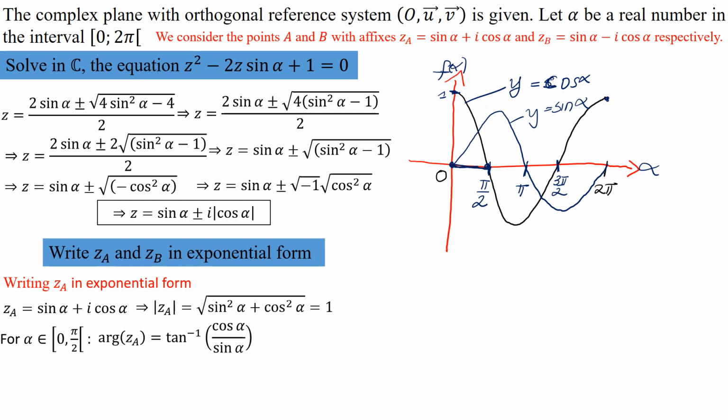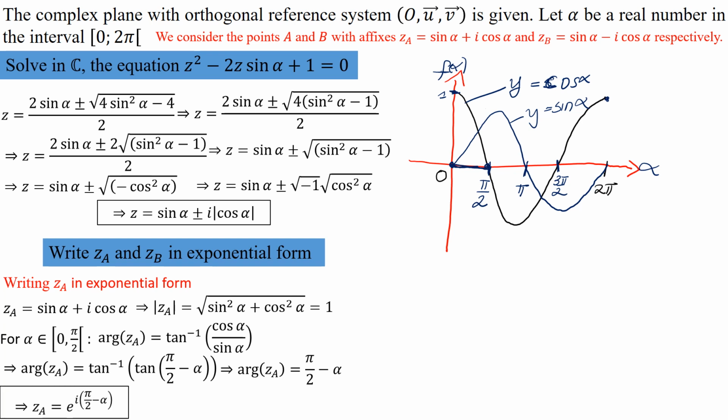So with that, for alpha in the interval 0 to pi on 2, we get that the argument of the complex number is just tan inverse of cos alpha divided by sine alpha, because it's in the first quadrant. But cos alpha divided by sine alpha is the same as cot alpha, and there's an identity that cot alpha is tangent of pi on 2 minus alpha. So I just get my argument to be tan inverse of tan of pi on 2 minus alpha, which is pi on 2 minus alpha. So my complex number A represented in the exponential form is just the modulus, which is 1, times e raised to the power i times the argument.